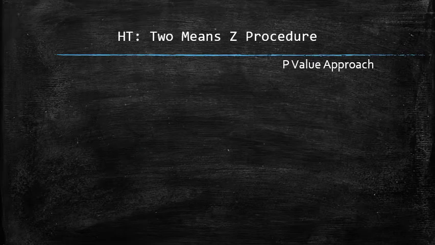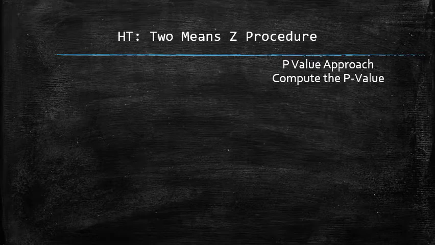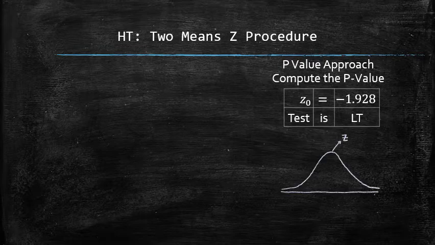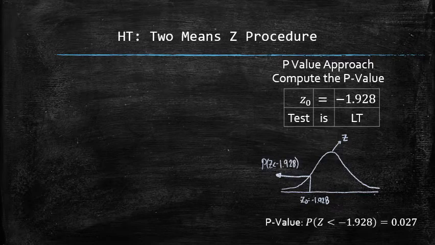In p-value approach, we compute the p-value. In this approach, we need to know the test statistic and the type of the test. We find the p-value using the standard normal probability density curve according to the type of the test. So in a left-tailed test, the p-value is the area to the left of the test statistic. Symbolically, it can be expressed as the probability of z being less than -1.928, which is equal to 0.027.